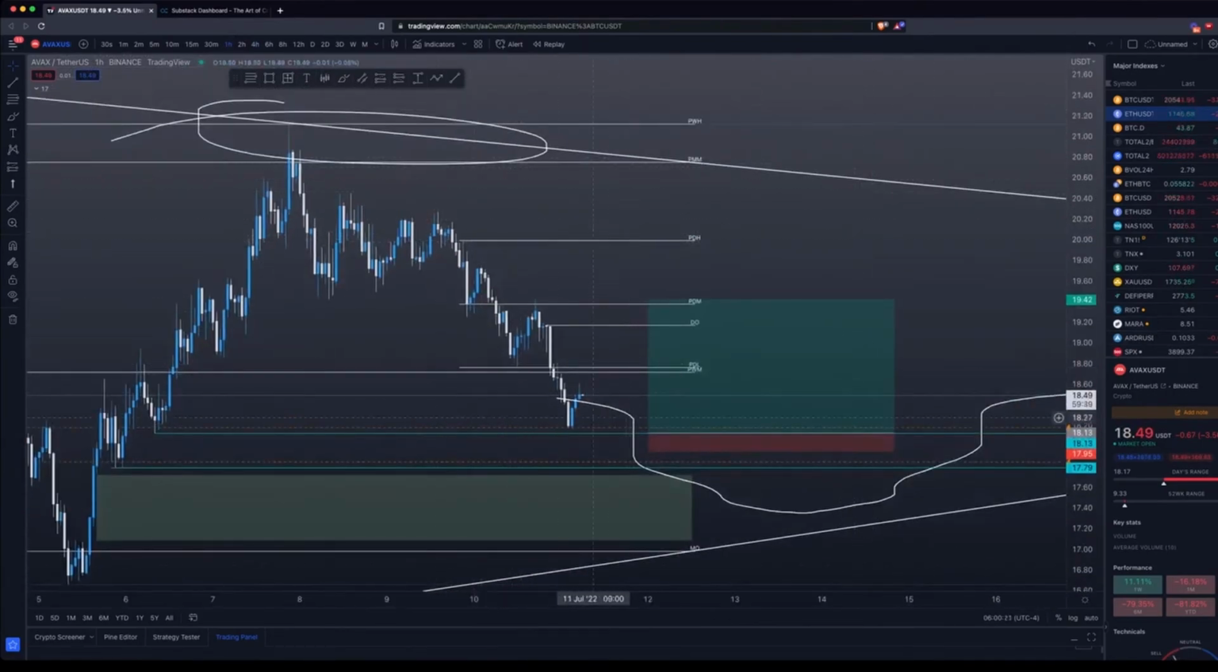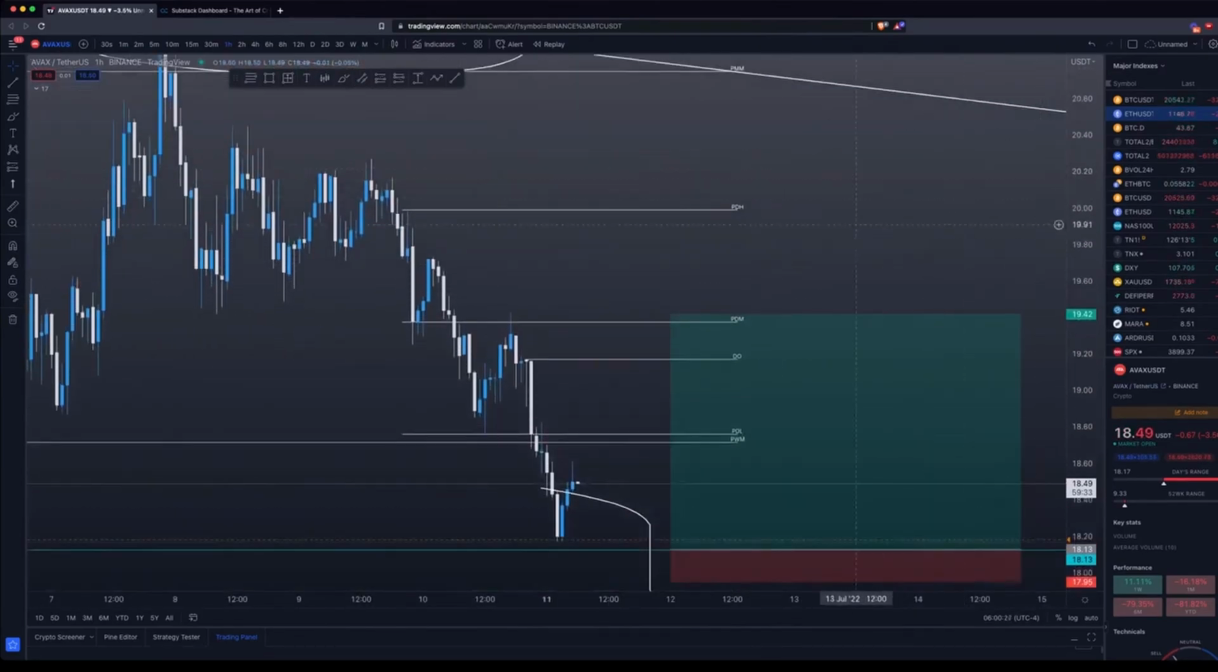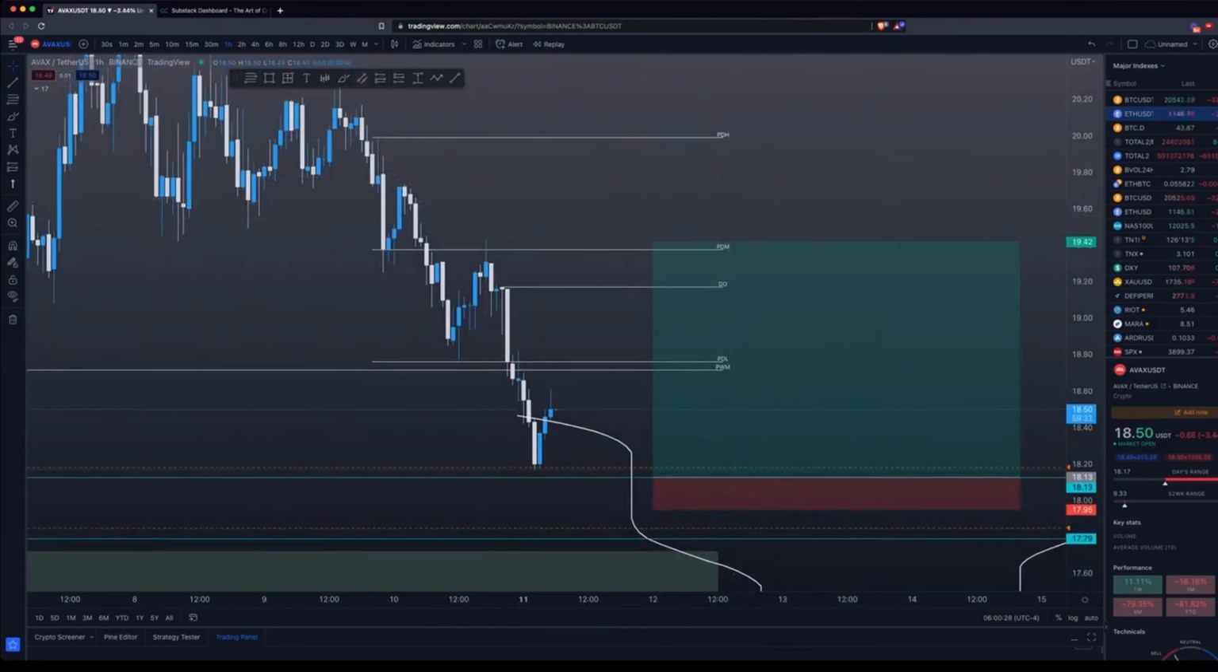For example, if these algorithms want price to go lower, I'm just going to show you a live example. The previous daily mid-range for AVAX in this case started at this point. Notice how before the algorithms deliver price action lower, they bring it back to a key level, a previous daily mid-range, and then bam, they deliver price action lower. It's just an example.